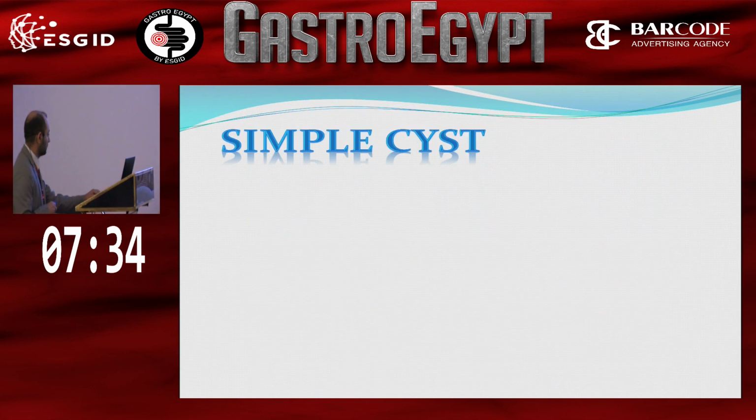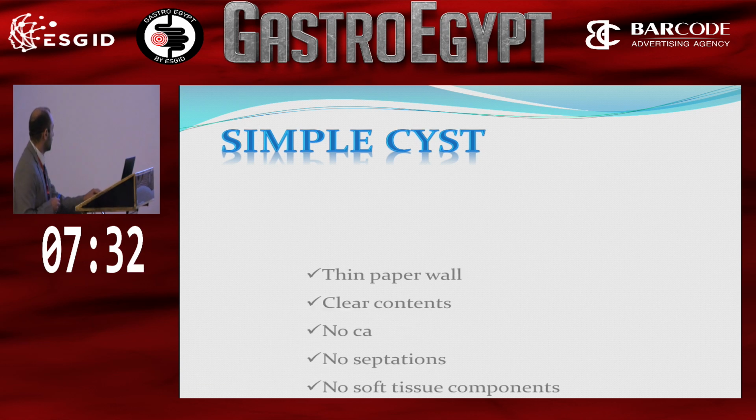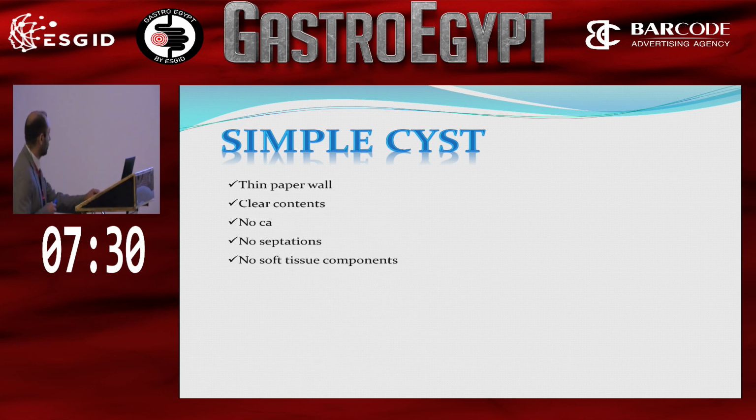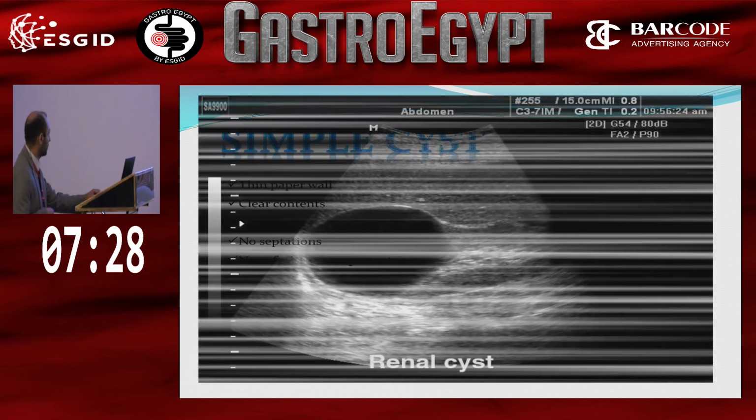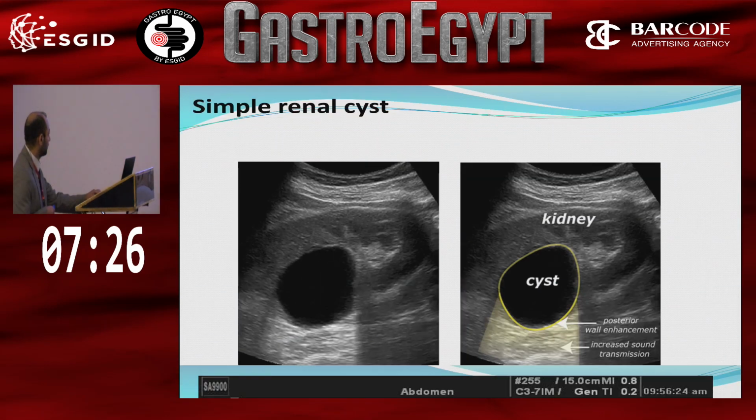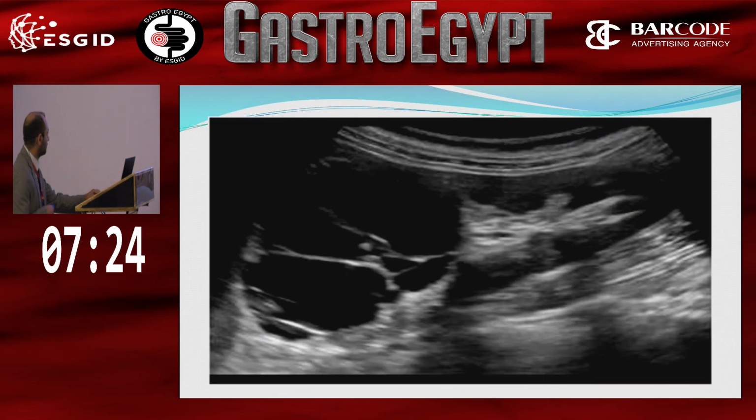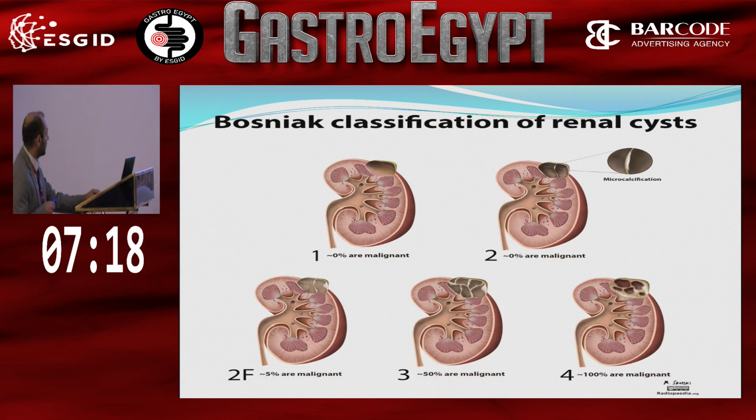Okay. Cyst, it may be simple, thin wall, clear, no calcification, no septation, like this. It may have thin septations or multiple septations. We call this the Bosniak classification.